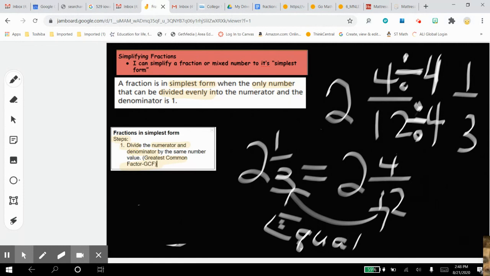All right, so today I wanted to go back over simplest form with you. I wanted to make sure that you understand that whether you have a fraction or a mixed number that has a number and a fraction, you can divide it down to find its simplest form by using the greatest common factor, the GCF.